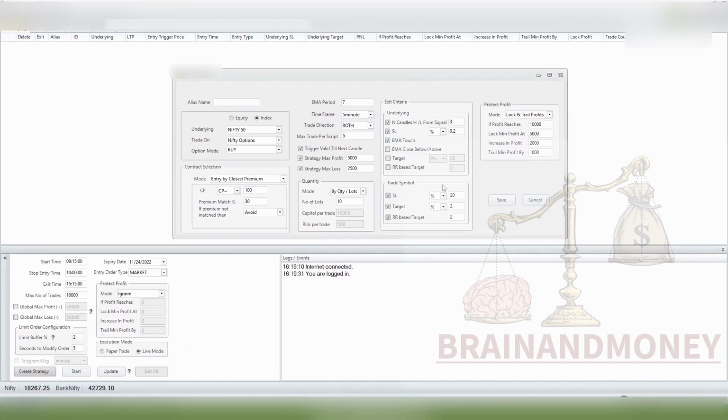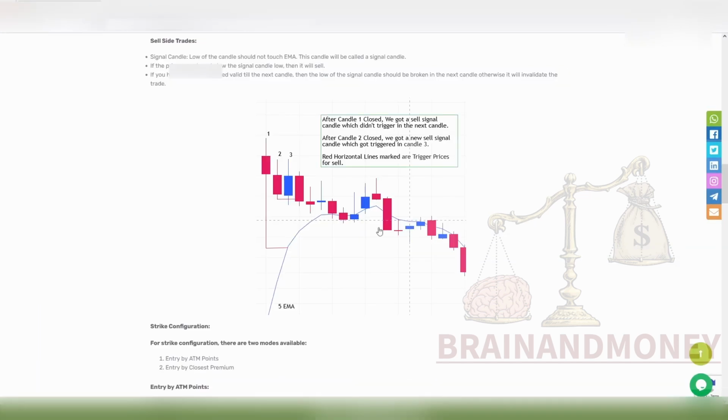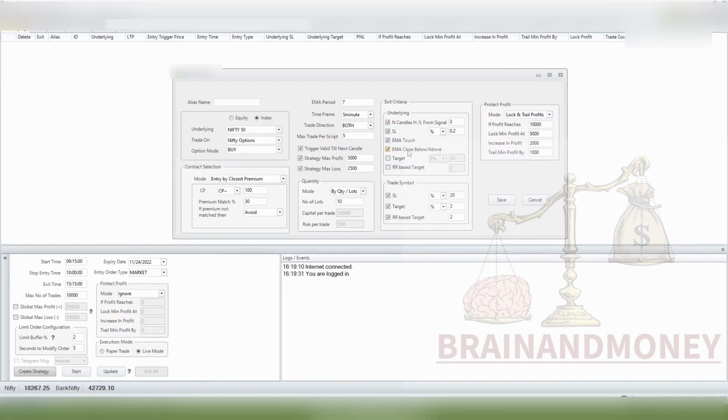The other option is EMA candle close below or above. So for a sell signal, if the candle closes below the 5 EMA, it will exit. So in this scenario, after the 3rd candle, this candle just touches, but this candle closes below the 5 EMA. So this is the first candle which is closing below the 5 EMA, so it will exit over here. It will not exit in this because it is not closing below 5 EMA. This candle is closing below 5 EMA, so it will exit over here. So for these exit criteria, whichever exit criteria happens first, it will exit the position.